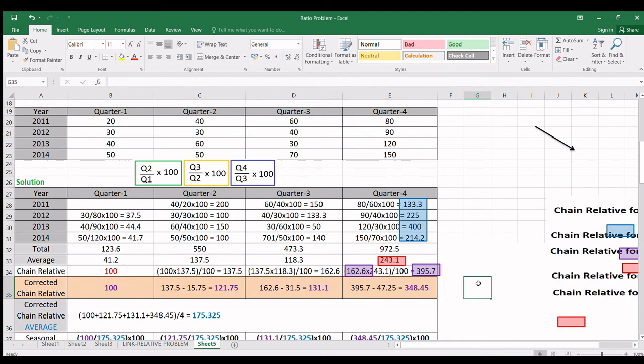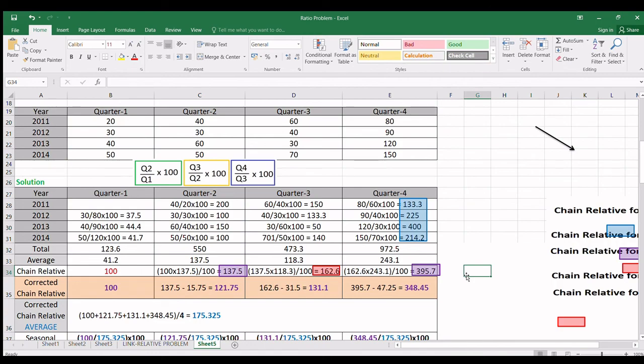So it will be called chain relative. So I got the values here. As you can see, these are the values of all these quarters. Quarter 1 value 100 I have taken. Quarter 2 is 137.5. I got the calculated value. 162.6 is another calculated value. 395.7 is another calculated value. So I got the chain relative.